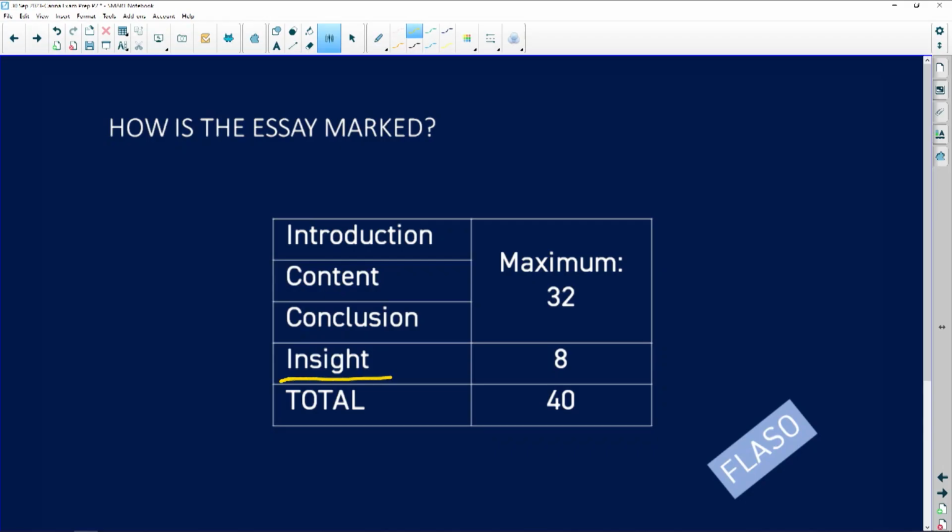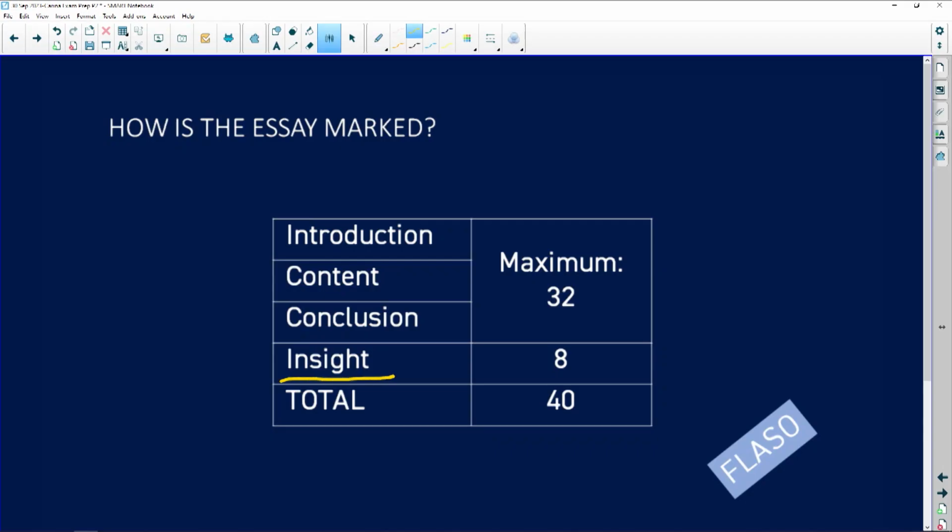Try and stick to your meaning of something or the advantages of something in either your introduction or in your conclusions. You can get a maximum of 32 marks for facts. But now what is the other 8 marks? Because it's out of 40. So let's talk about this insight.